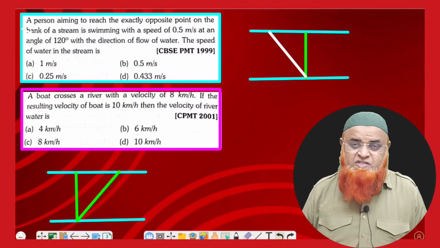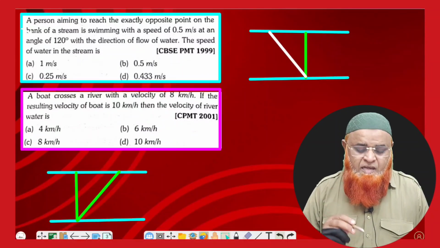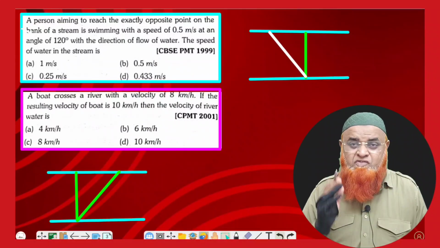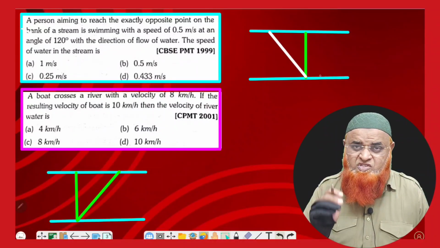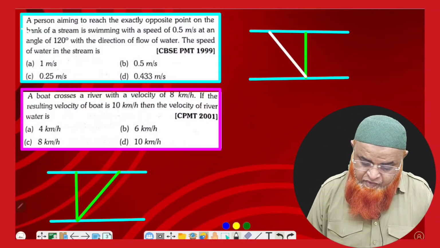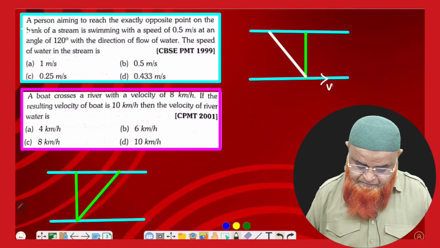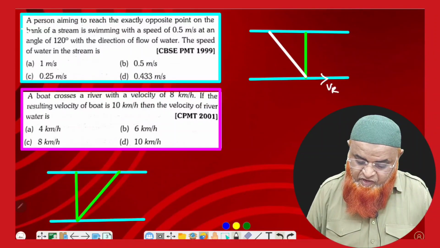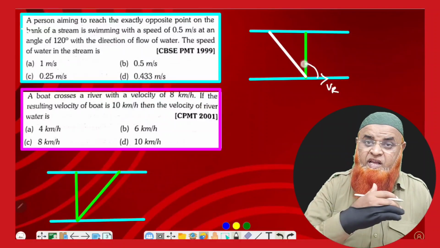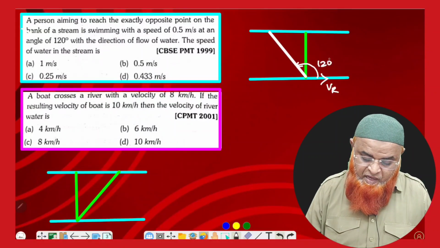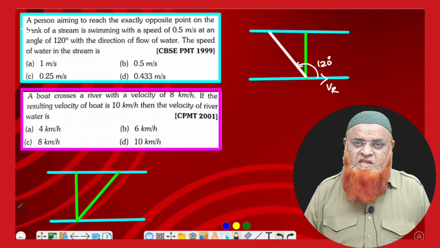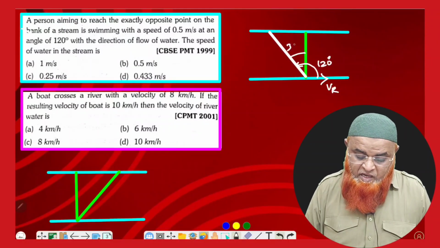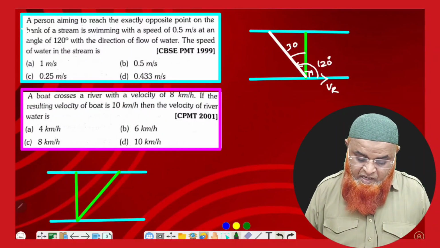If you see the first problem, he is telling that a person is going to swim at 120 degrees with the river flow. What is the meaning of this question? So here, if this is the direction of river flow, he is making 120 degrees with the direction of river flow, means he is going like this. So this is 120 degrees. What does 120 degrees mean? 120 degrees means this angle is 30 degrees and this is going to be 90 degrees.